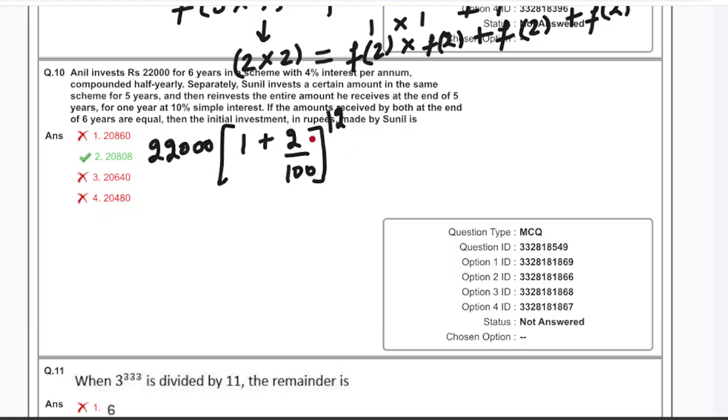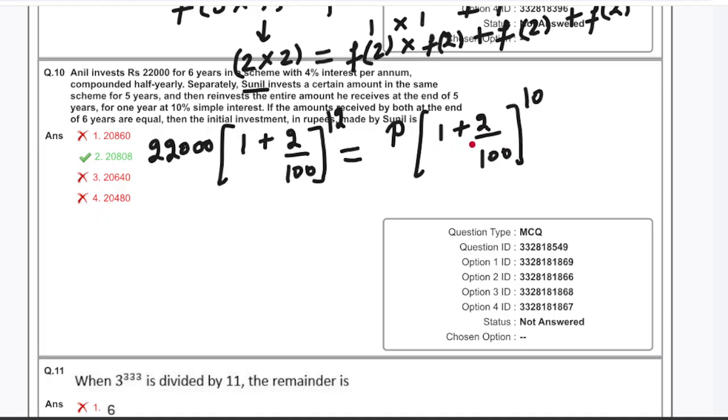Separately, Sunil invests a certain amount in the same scheme for 5 years and then reinvests the entire amount he receives at the end of 5 years for 1 year at 10% simple interest. The amount received by both at the end of 6 years is equal. So the amounts of Anil and Sunil are equal. Sunil has first of all invested, I don't know the amount, so let's say that is P, into 1 plus 2 by 100 for 5 years. That means 10 times he's going to get. So that is the principal into 1 plus r by 100 raised to power 10, the compound amount he got.